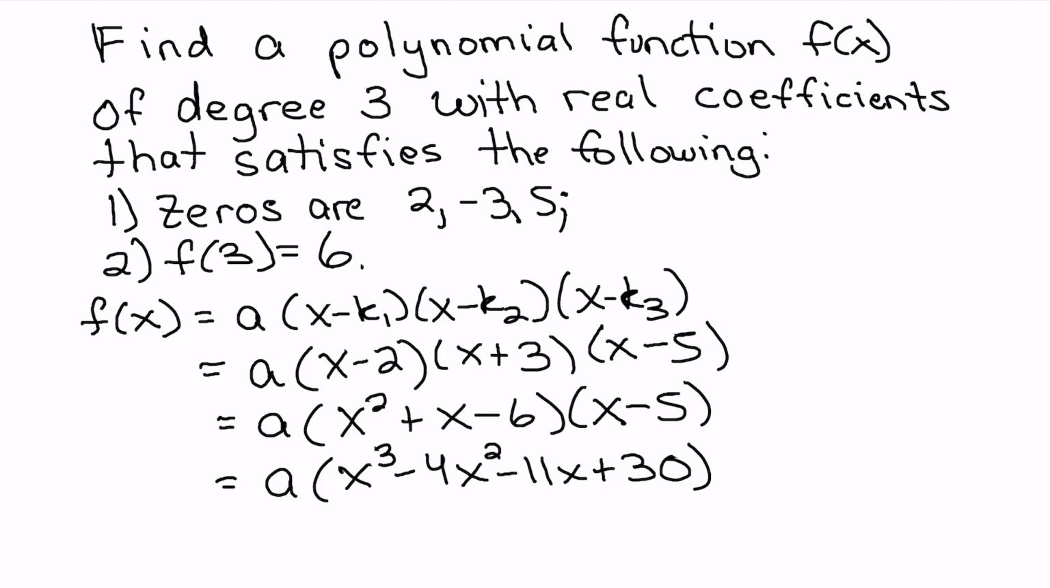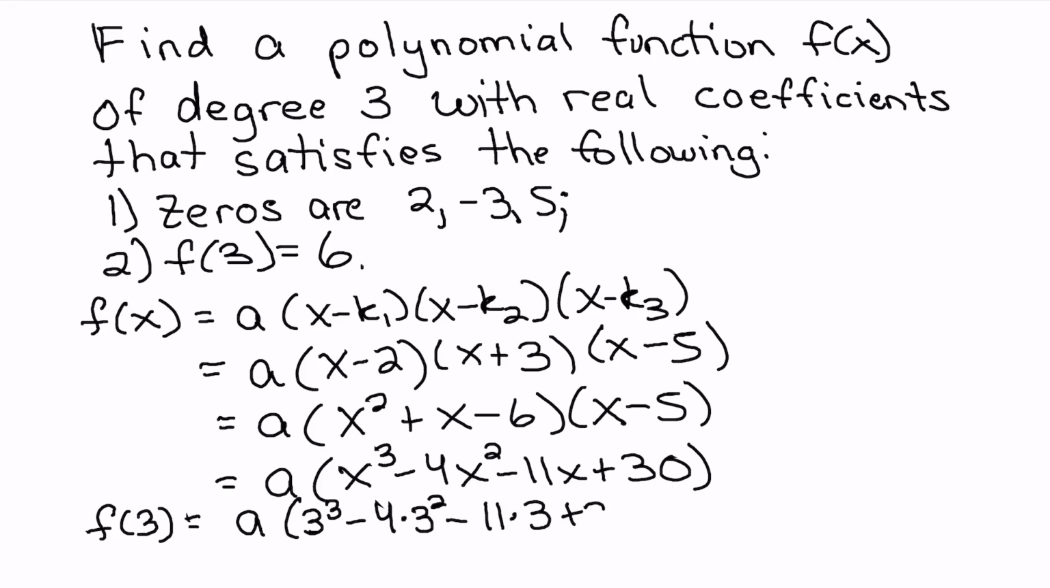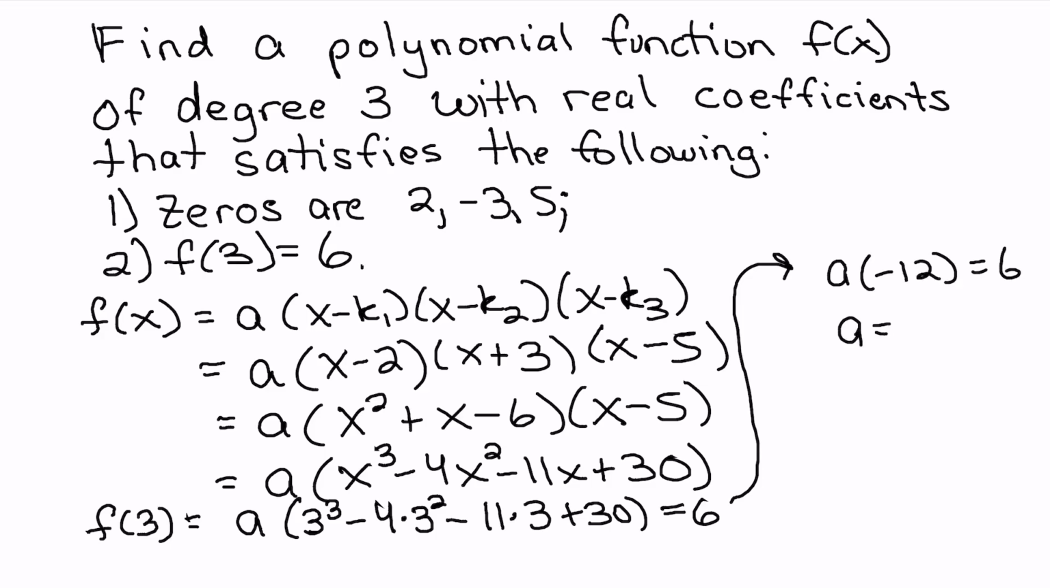Now we know, again, that f at 3 is 6. So let's put that in. f at 3 is going to equal a times 3 cubed minus 4 times 3 squared minus 11 times 3 plus 30. But we're also told that that equals 6. So we can work that out a bit. We get a times negative 12 equals 6. So a equals negative 1/2. So now we know our leading coefficient.